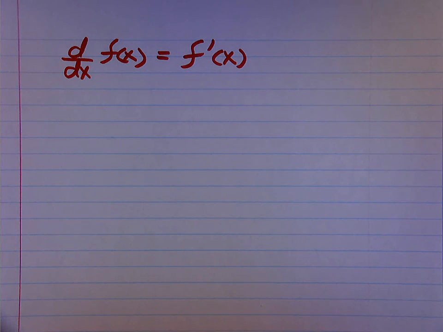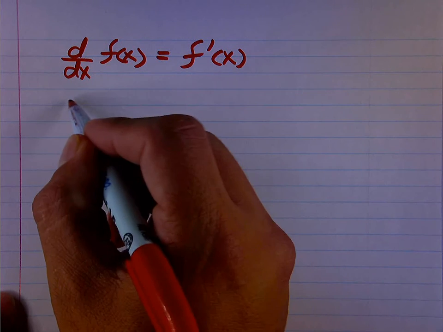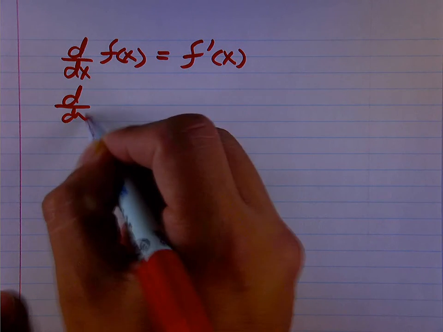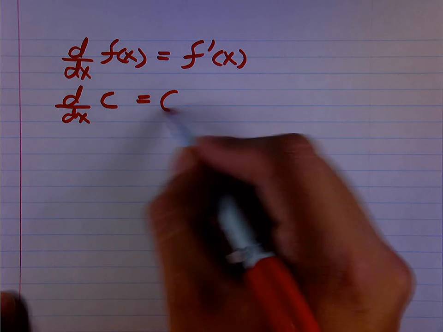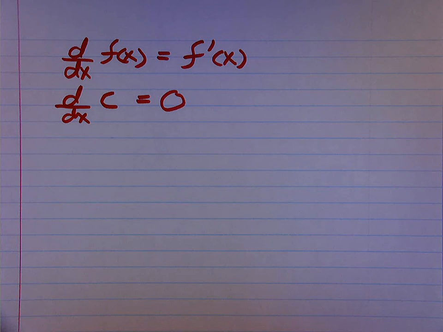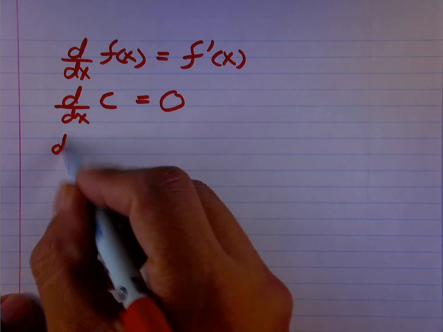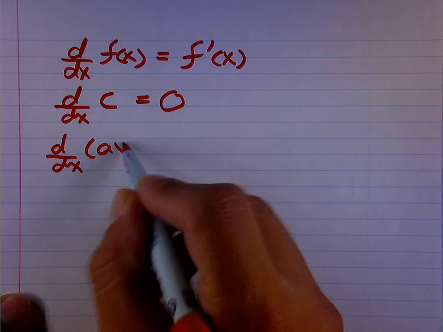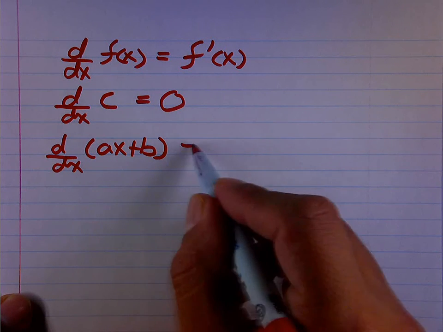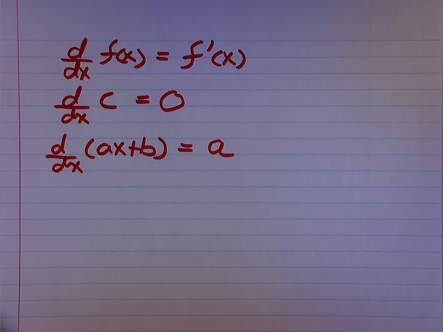So I have a command and the result of the command. The command is to take the derivative of that function. The result is the derivative of that function. So, for instance, going back to our original one, the derivative of a function f of x equals c is 0. The derivative of a function ax plus b is a. Both of those we proved.